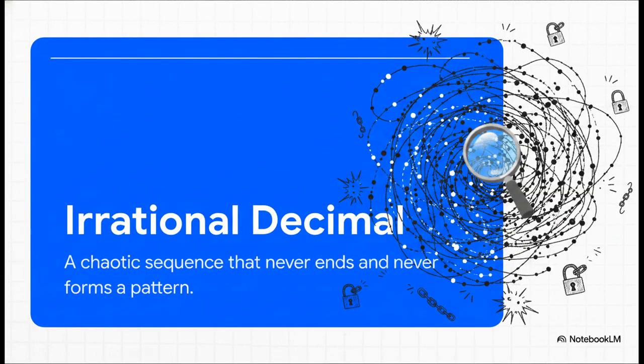But conversely, what happens when a decimal goes on forever without any repeating pattern whatsoever? I mean, it's just pure chaos. That non-terminating, non-repeating decimal is perfectly defined as an irrational number. They literally cannot be tamed into a fraction, which is exactly why they get slapped with the irrational label.